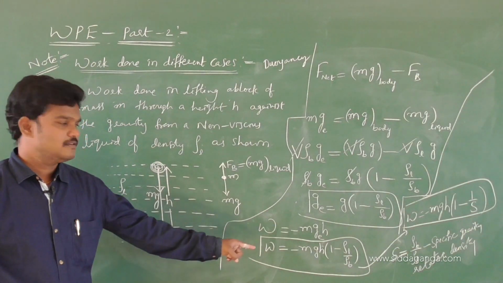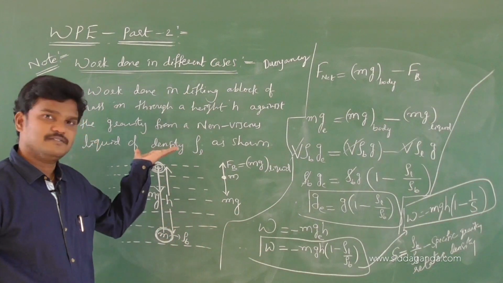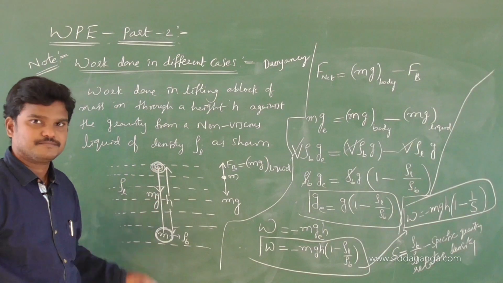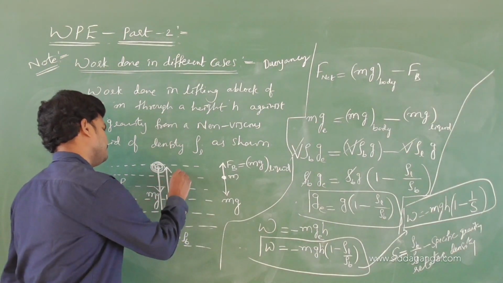I got finally minus mgh. Why have I written minus? We are doing work against the gravity. This is the weight of the block, mg. The body is pulled up.